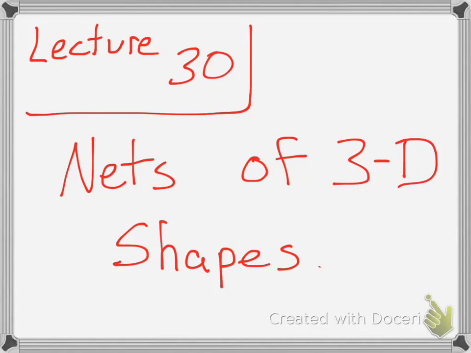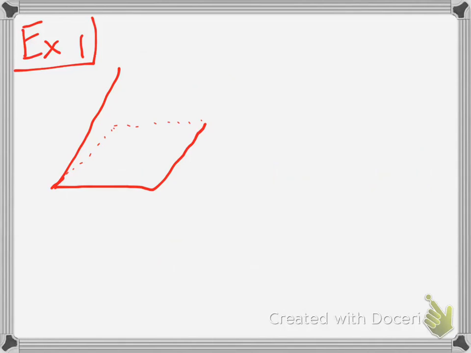We're going to draw nets of 3D shapes. Probably going to be a quick video, really. Let's look at this first example. I was trying to draw it, and well, I can't draw real well. So we got a square base pyramid. And what we're going to do is draw a net. A net is basically a two-dimensional combination of all the sides kind of put together from the 3D object.